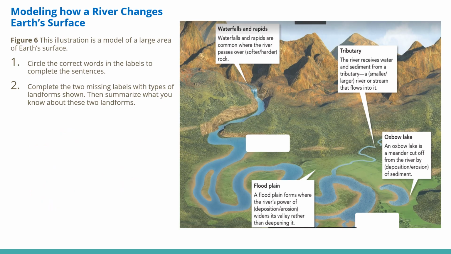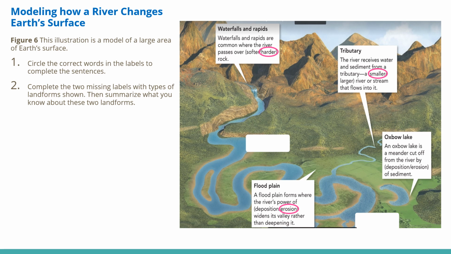Modeling how a river changes Earth's surface, figure 6. This illustration is a model of a large area of Earth's surface. Circle the correct words in the labels to complete the sentences. Waterfalls and rapids. Waterfalls and rapids are common where the river passes over harder rock. A tributary. The river receives water and sediment from a tributary, a smaller river or stream that flows into it.